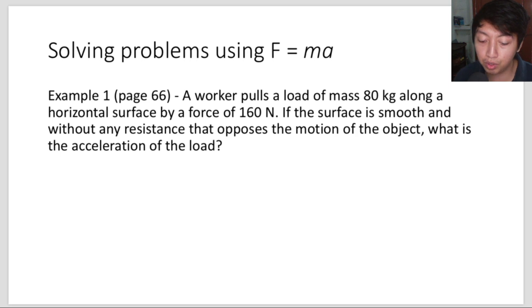Now, if you have your textbook, you'll find the same example on page 66. You can read the answer for yourself over there, but I'm going to show you how to do it step by step. All right, so let's read the question. A worker pulls a load of mass 80 kilograms along a horizontal force of 160 newtons. So they already give you the force in this question. If the surface is smooth and without any resistance that opposes the motion of the object, what is the acceleration of the load?